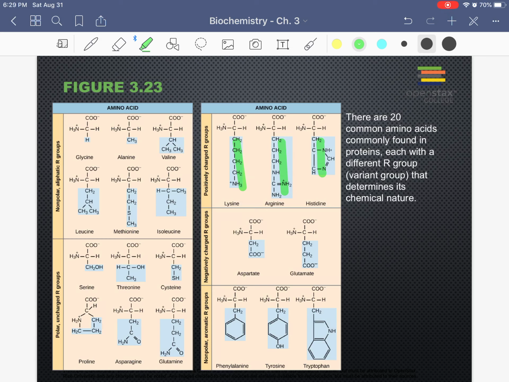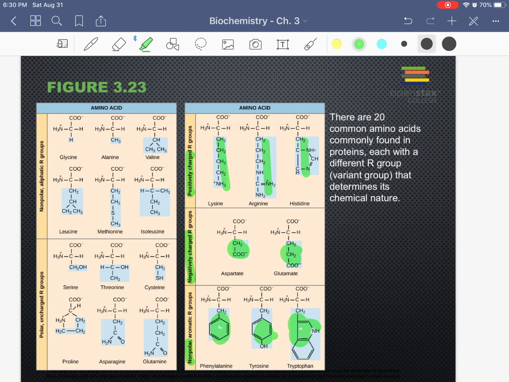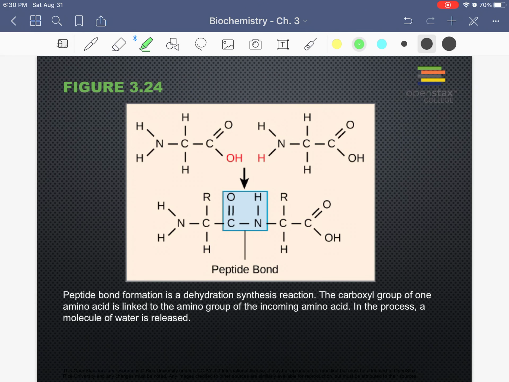All right, so these side chains make them positively charged. These side chains make them negatively charged. These side chains make them nonpolar. They give them different properties. When they bond together, we're talking about a covalent bond. We're talking about dehydration synthesis. So we are removing the molecules needed to make H2O, and we are bonding them together in a peptide bond.